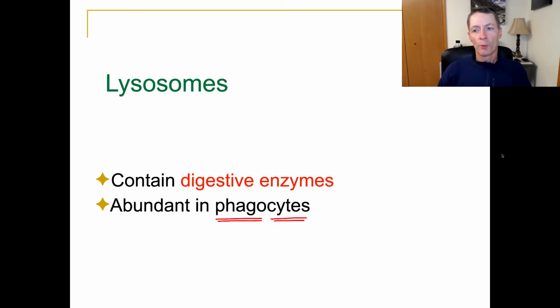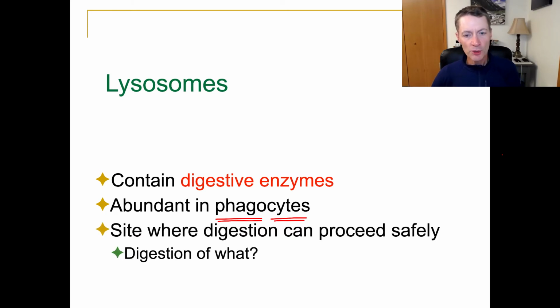So when we look at certain cells that gobble things up, like cells in our immune system, let's say they're gobbling up bacteria, or a dead cell, or something like that. These cells are going to have many, many lysosomes that will help them to digest those various things. So digestion could proceed safely in these compartments of the cell without devouring other sections of the cell, right? These enzymes are very active. And so what are they going to digest? Well, in this case, bacteria, debris, dead cells.